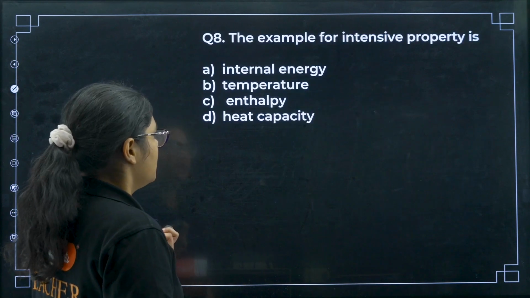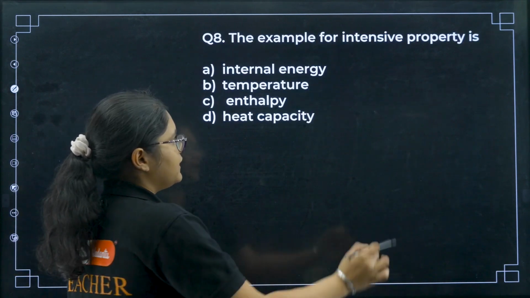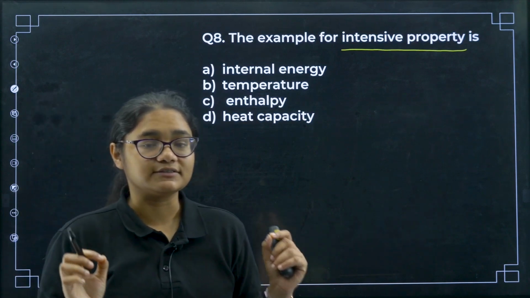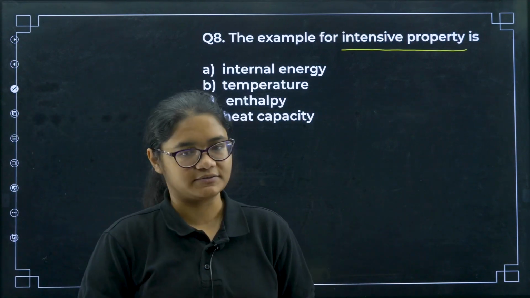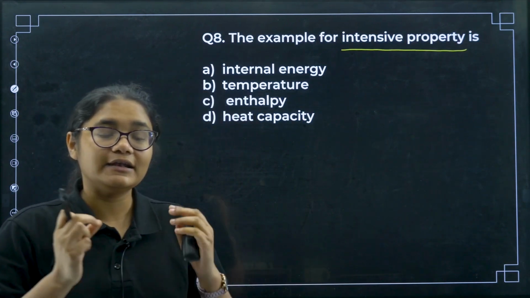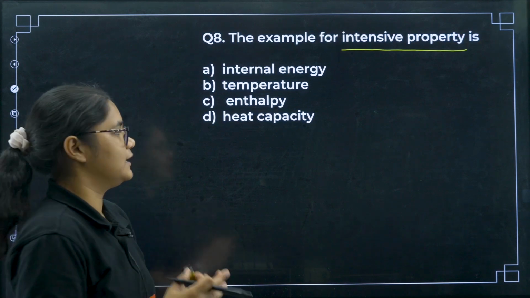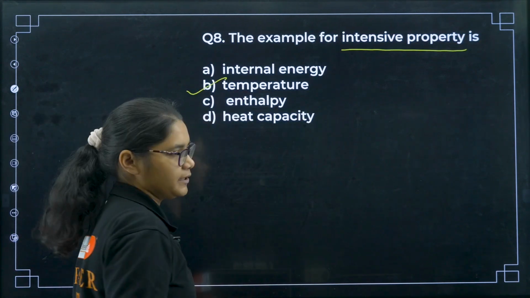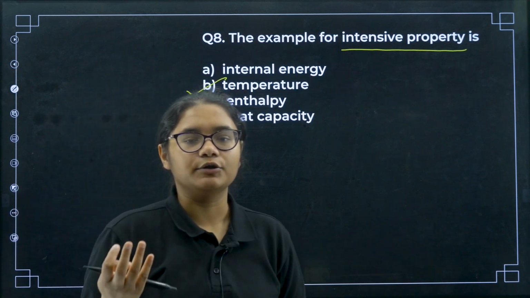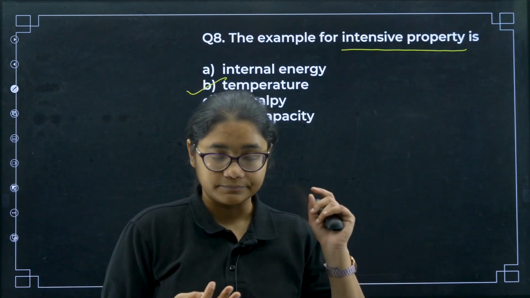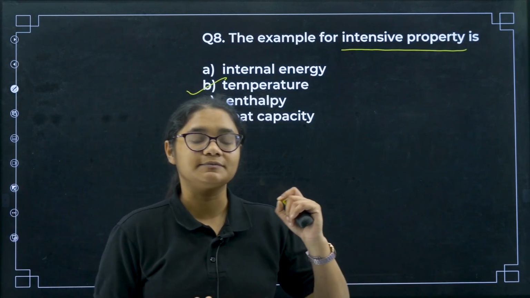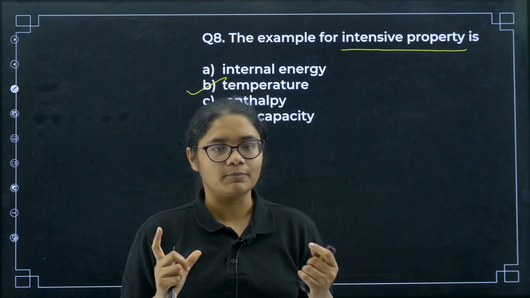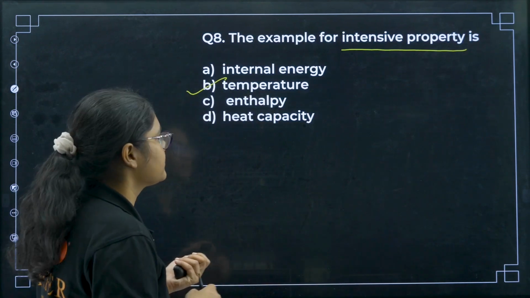Next, the example of an intensive property. So what is an intensive property? The property which does not depend on the amount of substance present. It is an intrinsic property of the material. So intensive properties will be temperature, then you can say molar heat capacity, specific heat capacity. These are your intrinsic or intensive properties.